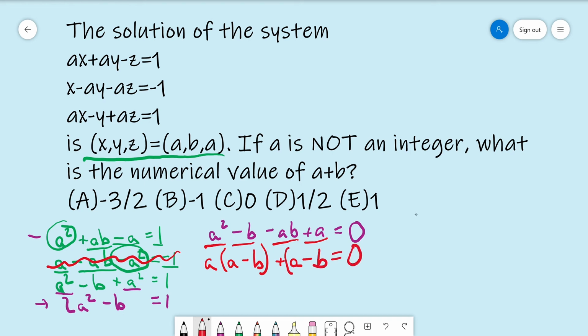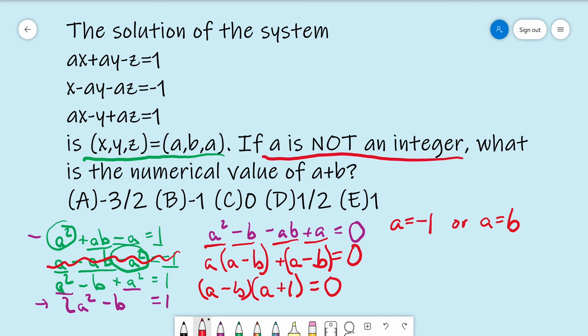Now we can look at it this way: a times a minus b, plus a minus b. So if we factor out an a minus b, we'll have an a plus 1 left over, all equal to 0. So from this we know that either a is equal to negative 1 or a is equal to b. But since we're told that a is not an integer, we can cross out this solution and we're left with a equals b.